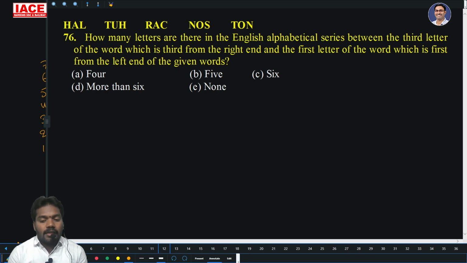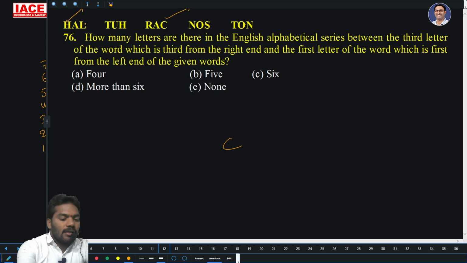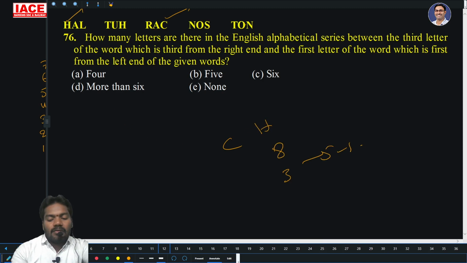How many letters are there in the English alphabetical series between the third letter of the word, which is third from the right hand, and the first letter of the word, which is first from the left hand? Third from the right hand, the third letter is C. First letter from the left hand is H. 8 minus 3 is 5, minus 1 is 4. Option A.